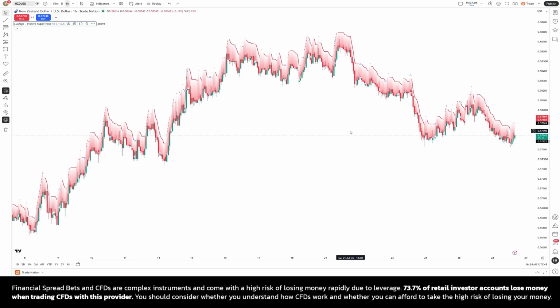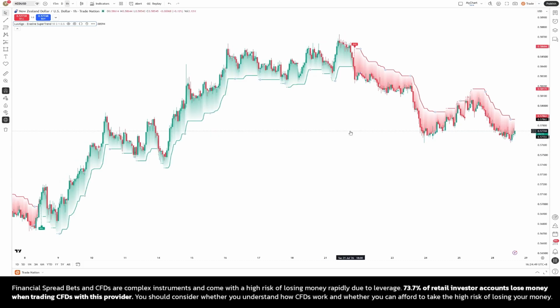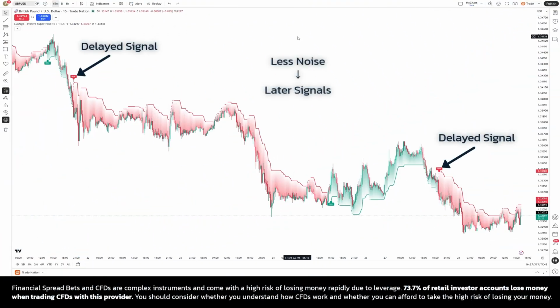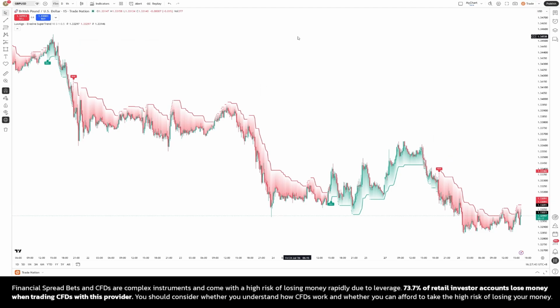The main limitation is that this added noise protection can also delay some signals. By giving the trend more room, the indicator may avoid weak flips, but it may also respond later when a genuine reversal begins. It can help filter choppy movement, but it does not remove the need to read market structure.